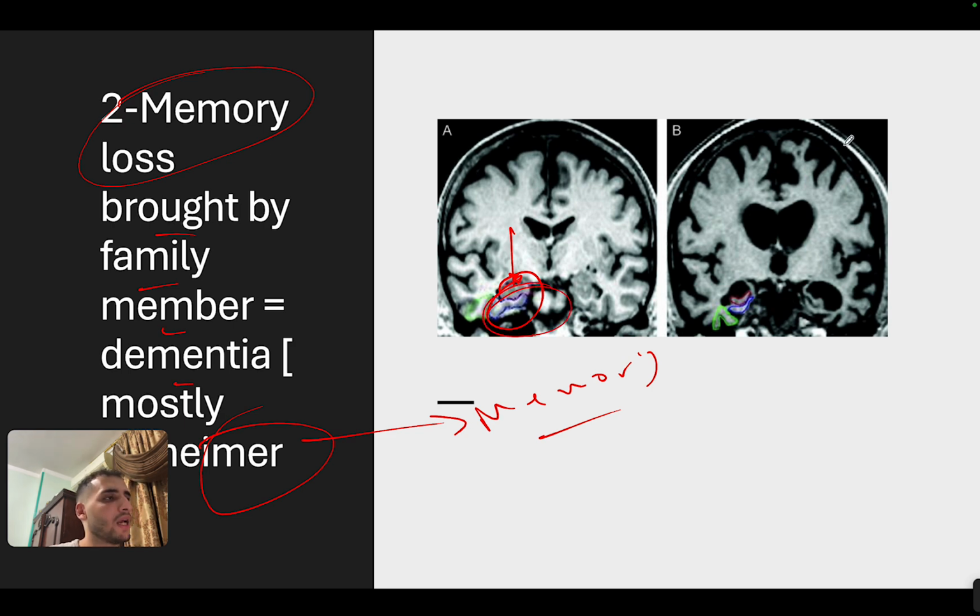Another thing is that when Alzheimer atrophies the brain, it will pull the ventricles toward it. So it would cause somewhat of a hydrocephalus, which is called hydrocephalus ex vacuo, meaning it's not a real hydrocephalus. It doesn't happen from increased pressure in the ventricles. It just happened because the brain atrophied, so the ventricles dilated to occupy the space of the brain.